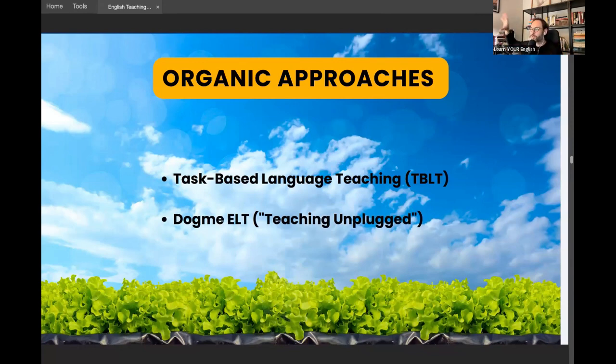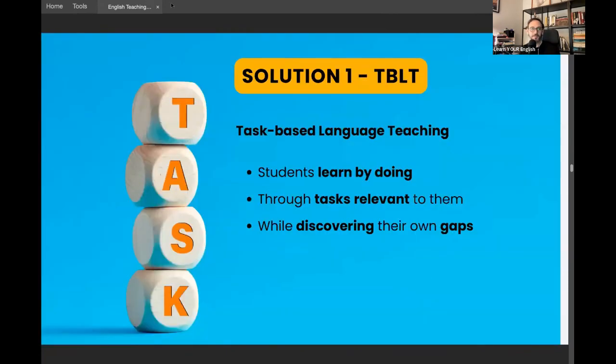So the outside world does not interfere with this process. The motivation to learn is intrinsic. It radiates from within. And that's exactly what these two approaches do: task-based language teaching and DOGME ELT. And Mike is going to go ahead and talk more about TBLT.